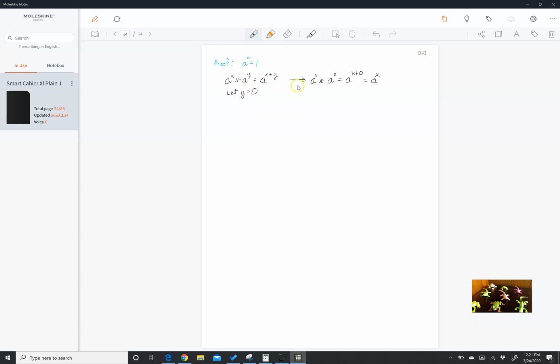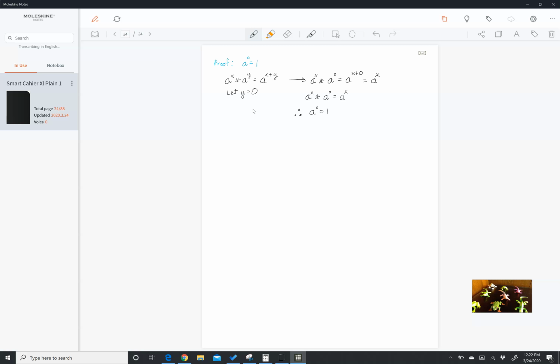And we can do that. As long as we're not breaking any rules, we can do whatever we want. And if it works, it works. So we're replacing y with 0 and we're seeing, okay, so what happens? So a to the x times a to the 0, we can add the exponents. So a to the x times a to the 0 is equal to a to the x. And that actually means that a to the 0 has to equal 1.